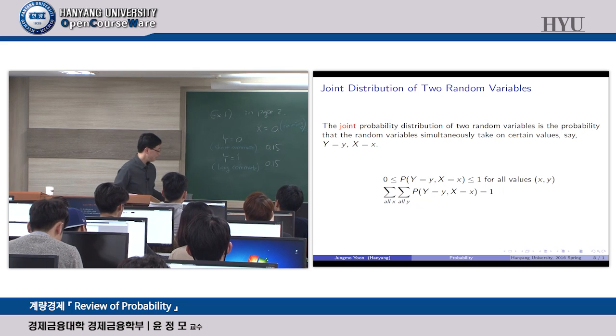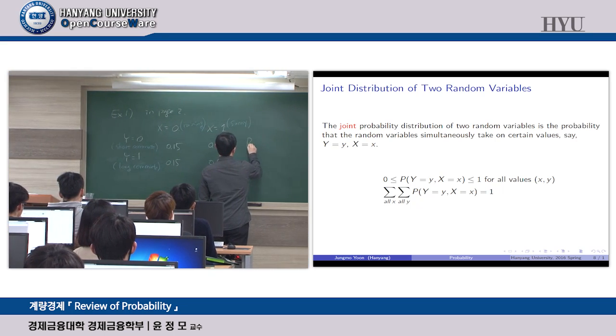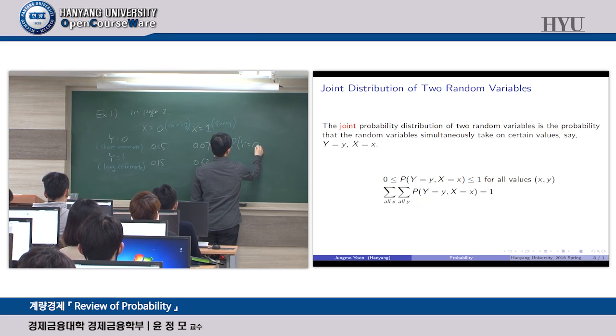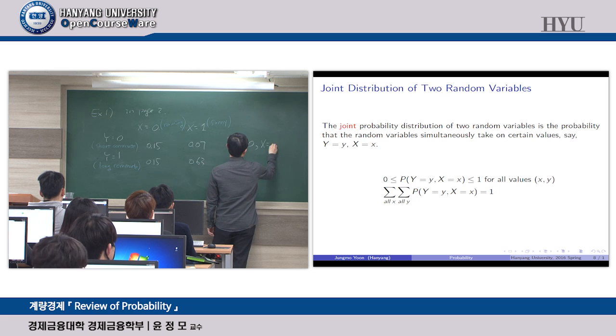So as a notation, we can ask, what is the probability that I have a short commute, comma meaning and, on a rainy day?